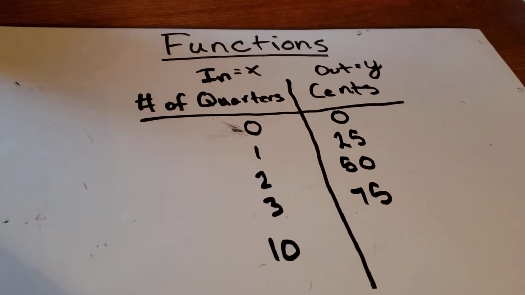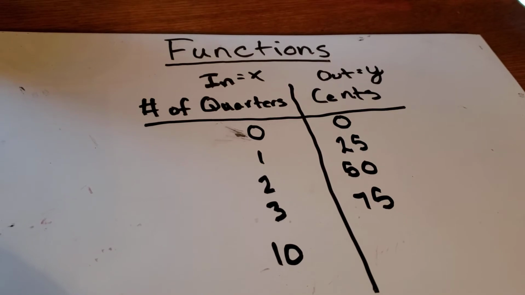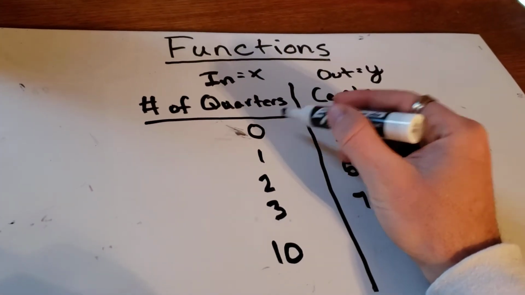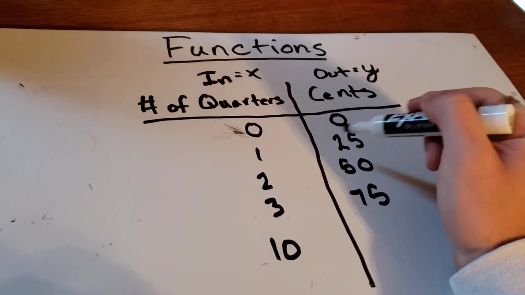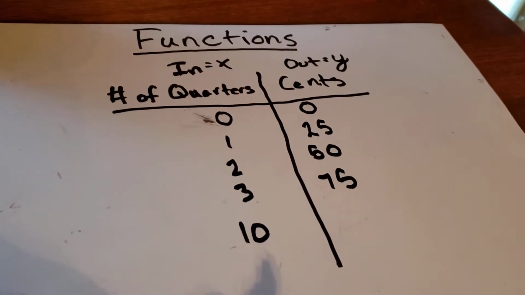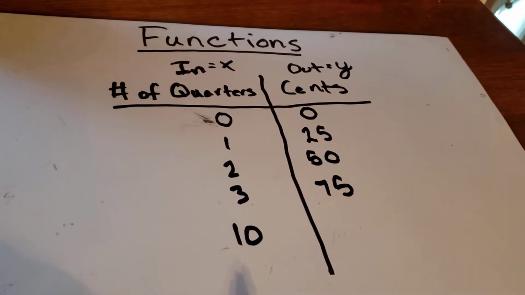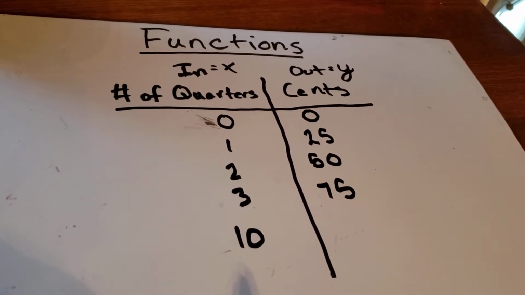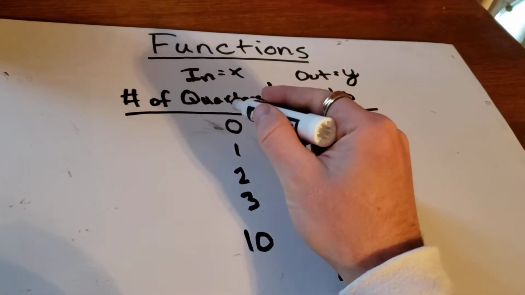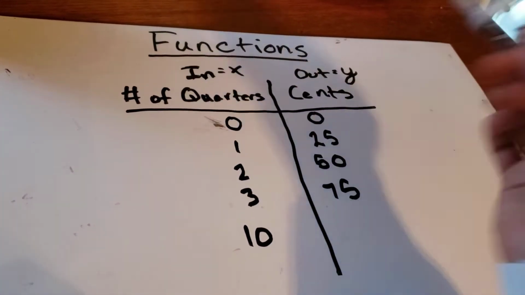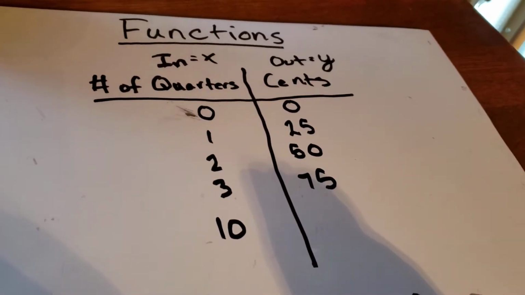So sometimes your function, your rule, might be adding a certain number. So from 0 to 0, we'd add 0. From 1 to 25, we're not adding 0. From 2 to 50, we're not adding 0. So with a function, your rule has to be constant, right? We're not suddenly going to change our rule because this relationship between quarters and number of cents is constant. It's not changing. So for this example, our rule cannot be plus something.